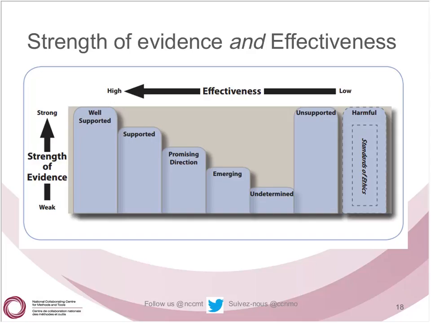We also want to think about whether it's producing non-desirable outcomes, and if that's the case, then it would fall into that harmful category, which is in the bar right over at the right, because as we're implementing interventions, of course, we do not want to be causing harm. So we think about effectiveness as, is it good at producing the desired outcomes? But we also want to think about the strength of the evidence. And that's along the left side going up, so from weak to strong, and can be anywhere in there.